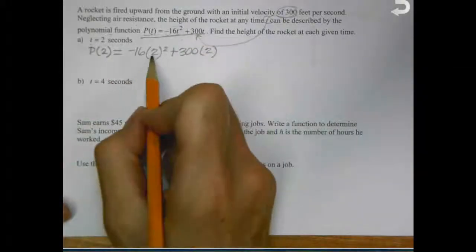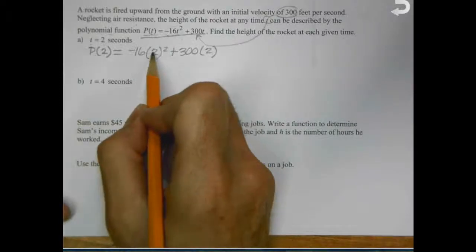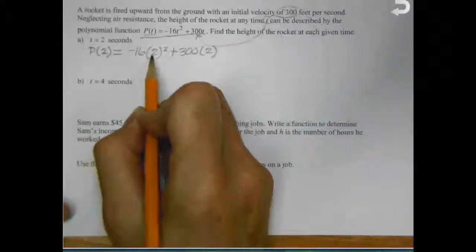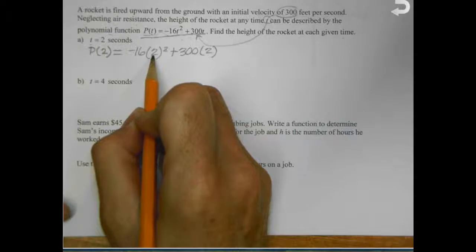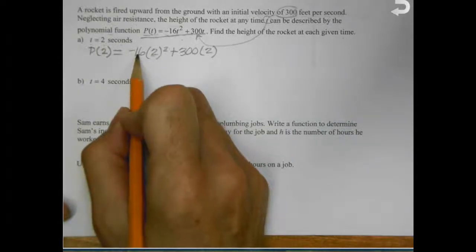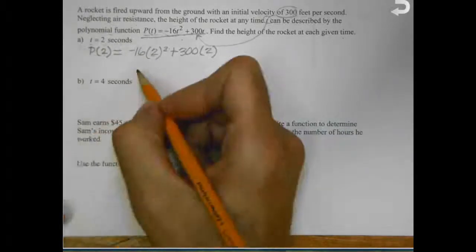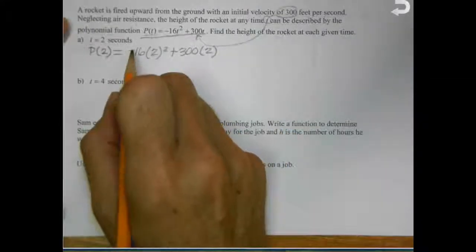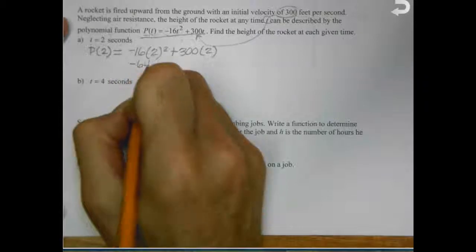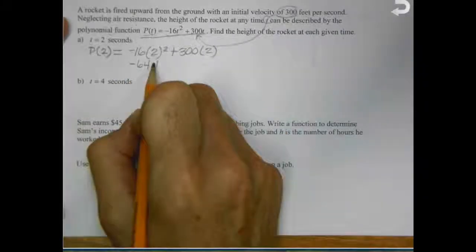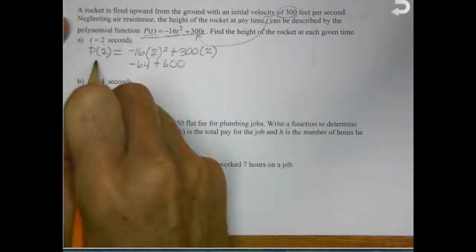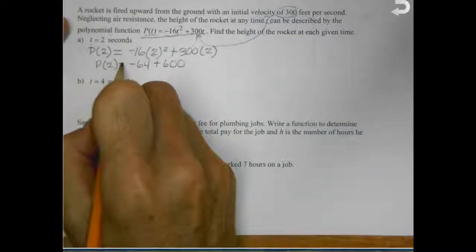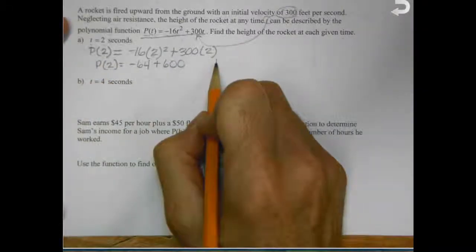So negative 16 times, this is going to be 2 squared, which is 4. I have to square it first by order of operations, so I get 4 times negative 16. That's going to give me 64, and because of that negative there, it'll be negative 64. And then 300 times 2 will give me 600. And that's P of 2 equals negative 64 plus 600.